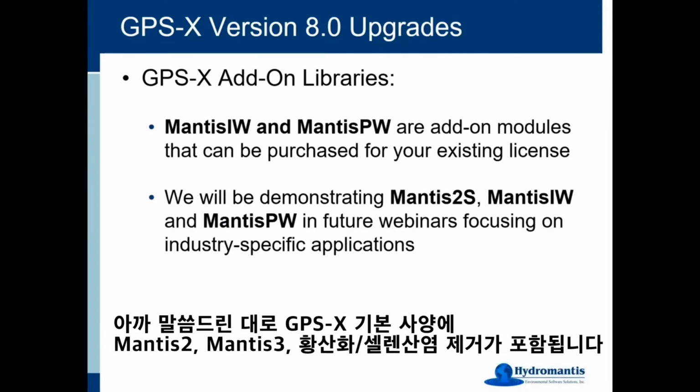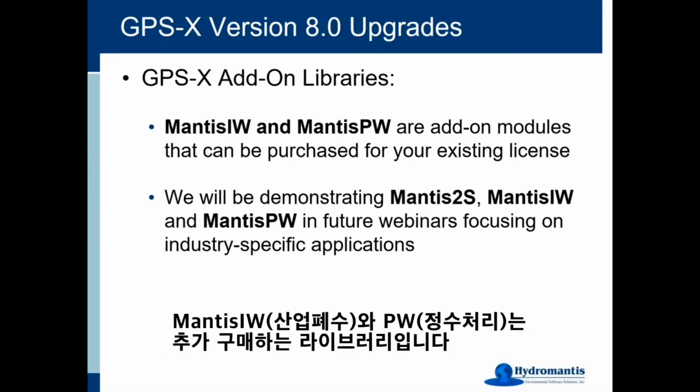Specifically, as I mentioned earlier, Mantis 2, Mantis 3, and the Mantis Sulfur 2S, we call it, sulfur and selenium libraries, those are all available to everybody as part of the standard license. However, Mantis IW, the industrial one, and Mantis PW for the process water, those are actually add-on modules that will be purchased on top of your existing license.